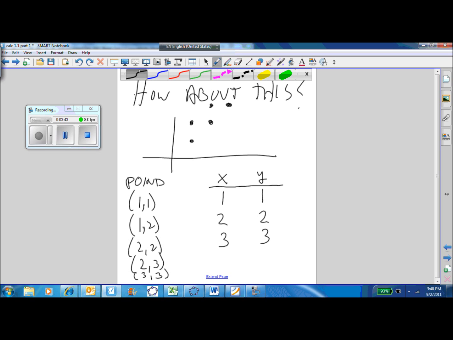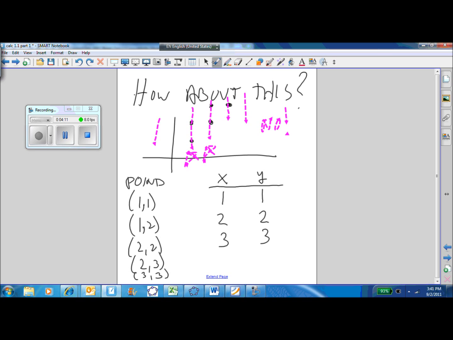Now, how about this? You've just got the ordered points (1, 1), (1, 2), (2, 2), (2, 3), and (3, 3). Is this a function? Well, by the vertical line test, no. Because we've got some points here, a vertical line that goes through. It doesn't matter that all these other vertical lines miss it or only go through once. These two, that's what ruins it for you there, is that they go through 2 points.